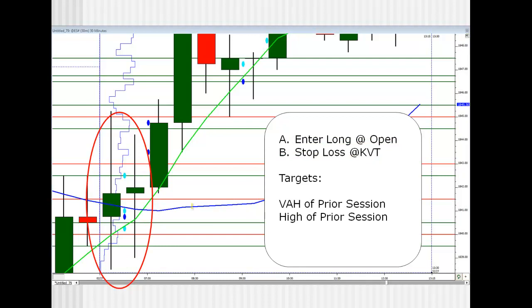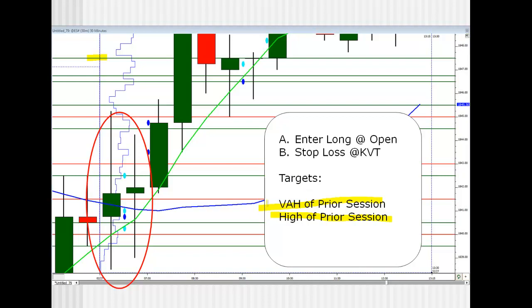My first target, whenever I'm taking a trade early on in the day after the first hour, and the first hour had a limited initial balance, as was the case here, would be the value area high of the prior session. So I would look to see where the value area high of the prior session was, and I believe it was somewhere around here. That was the prior area high. And then the next target would be the high of the prior session, the actual high of the prior session.